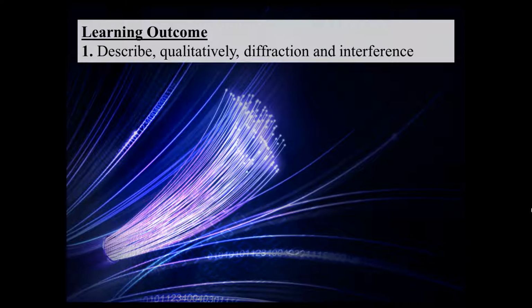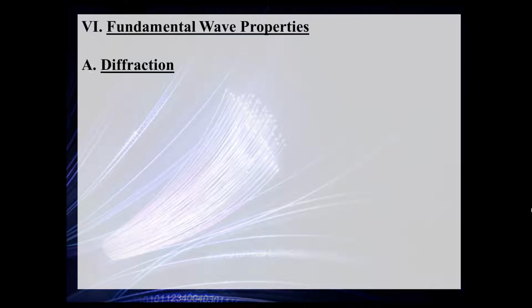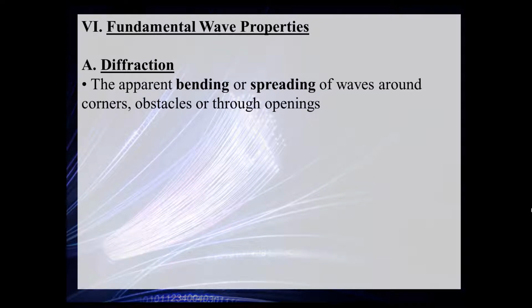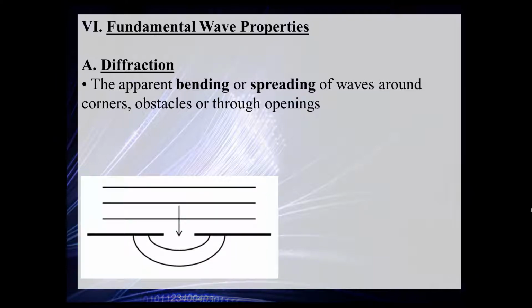Learning outcome is to describe qualitatively diffraction and interference. And let's start off with diffraction. Diffraction is the apparent bending or spreading of waves around corners, obstacles, or through openings.